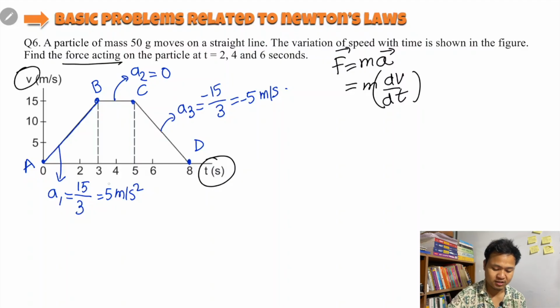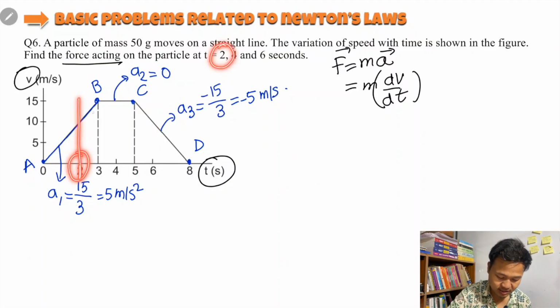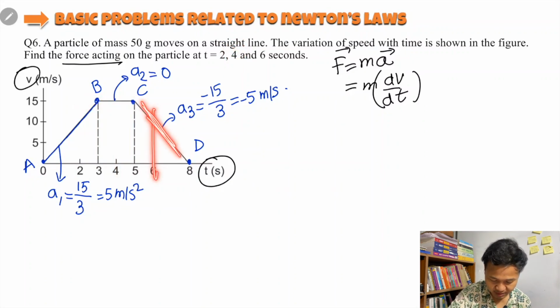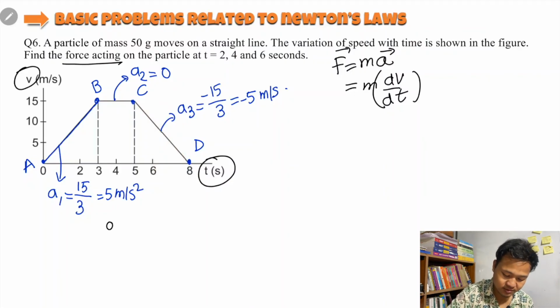Force is mass into acceleration, so where acceleration is positive the force is positive, and where acceleration is 0 the force is 0. A negative acceleration is retardation, so you will have a retarding force. Time equals 2 seconds is this part, 4 seconds is this part, and 6 seconds means this part.